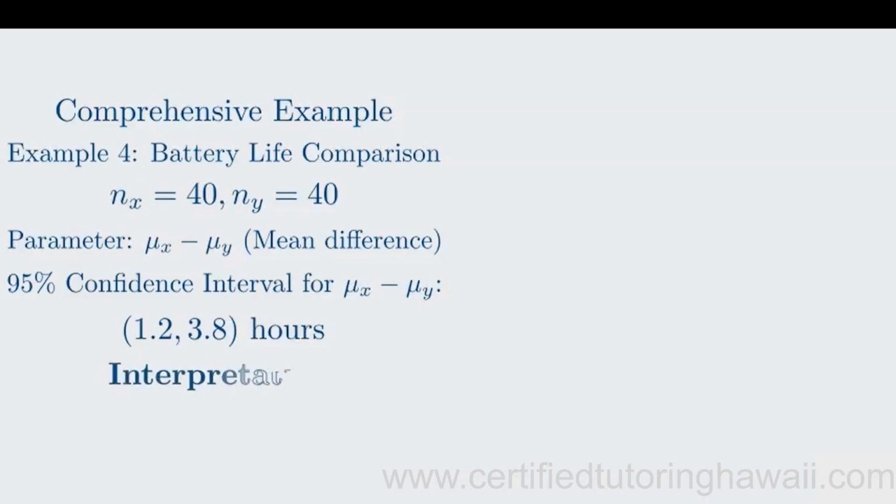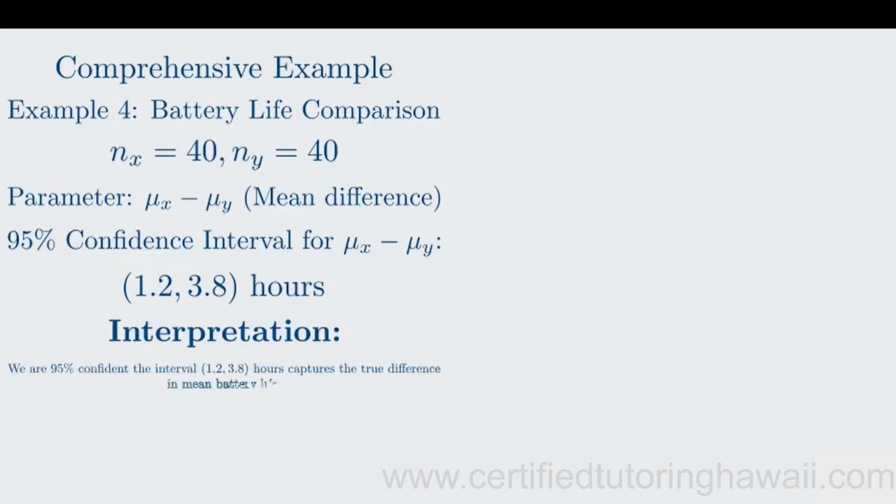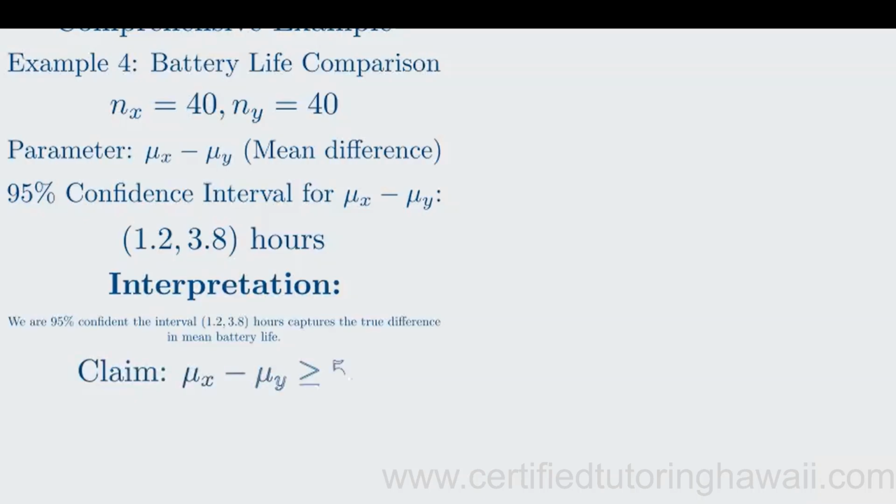First, we need to interpret this interval in the context of the study. We are 95% confident that the interval from 1.2 to 3.8 hours captures the true difference in the mean battery life for all phone X units versus all phone Y units. Next, let's use this interval to justify a claim. The manufacturer of phone X claims that their phone lasts, on average, at least 5 hours longer than phone Y. Does our interval support this claim?